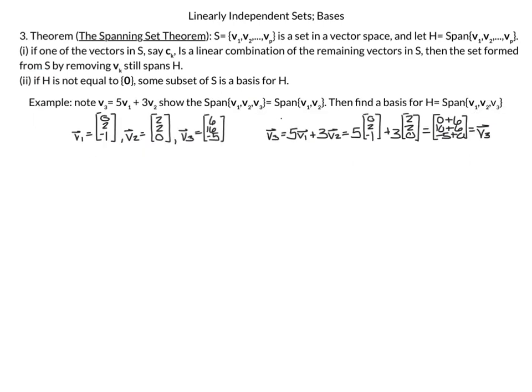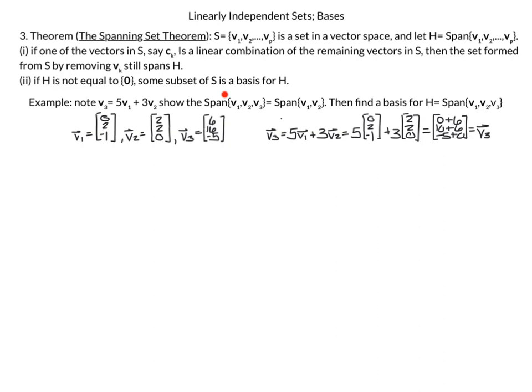Our next example, we're given vectors V1, V2, V3. V1 is equal to (0, 2, minus 1). V2 is equal to (2, 2, 0). And V3 is equal to (6, 16, minus 5). And we also are told that V3 is equal to 5 V1 plus 3 V2. And we can verify that over here. 5 times V1 plus 3 V2, and it does indeed give us V3.